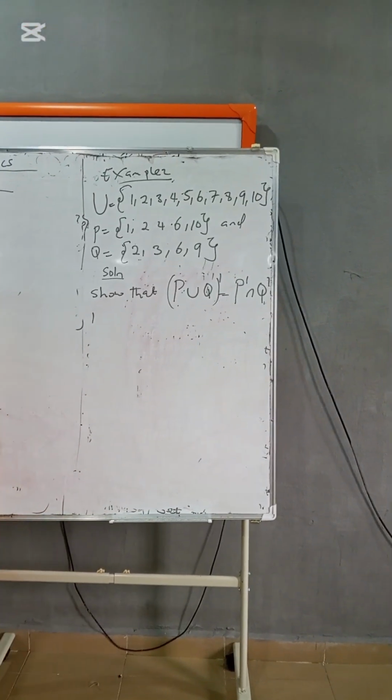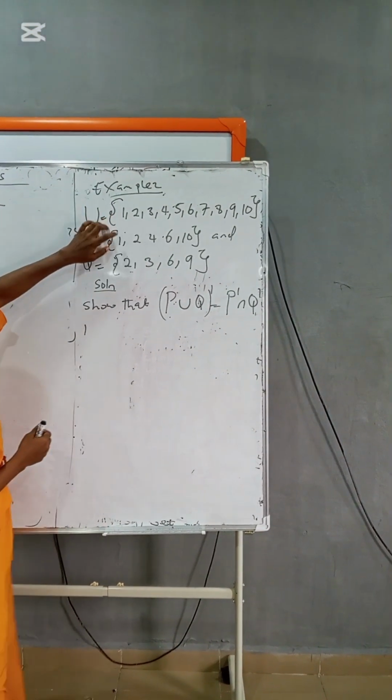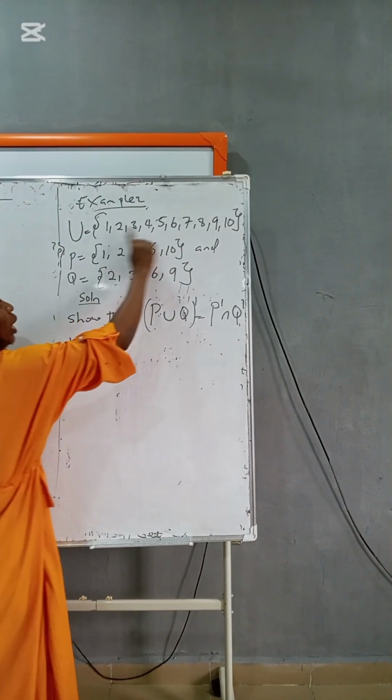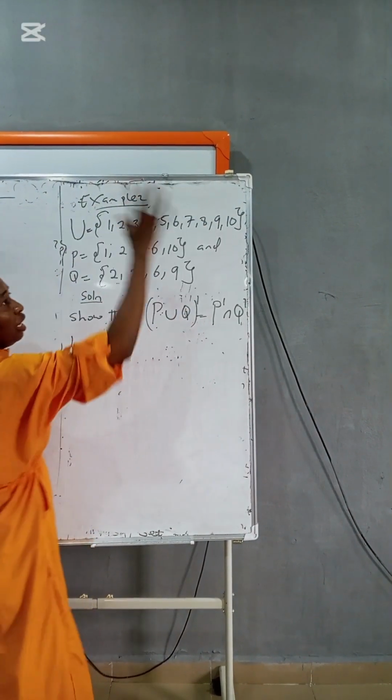The idea of the first example will also apply here. So now, they say the universal set is the set of numbers from 1 to 10. That's the mother of the set.